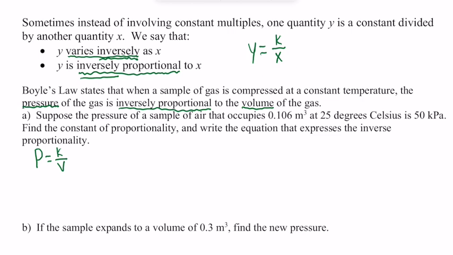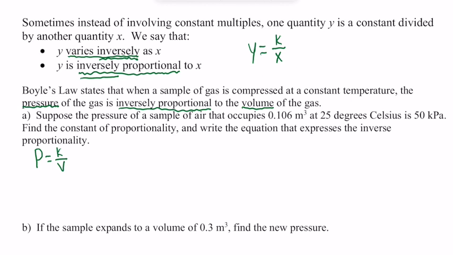Now let's read the next part. It says, suppose the pressure of a sample of air that occupies 0.106 meters cubed at 25 degrees Celsius is 50 kPa. kPa is an abbreviation for kilopascals. It's not going to have anything to do with the calculations of our equation. Now it says find the constant of proportionality and write the equation that expresses the inverse proportionality.